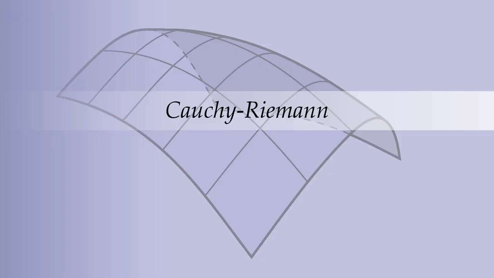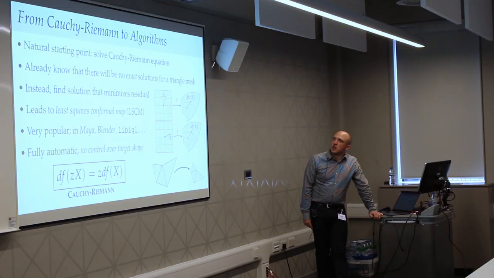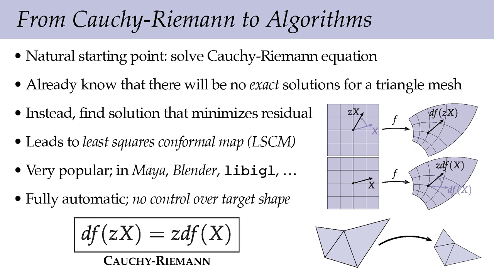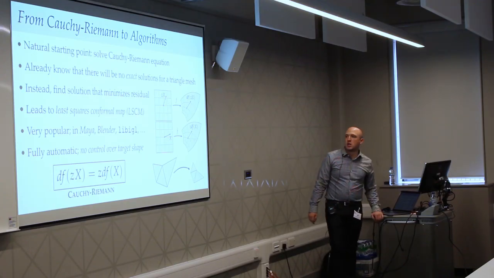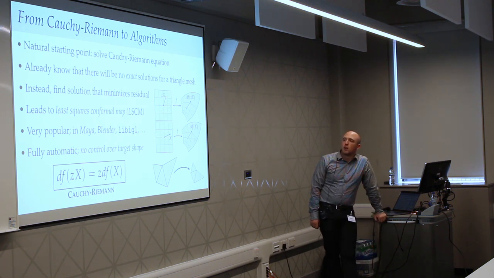Okay, so let's go back to this Cauchy-Riemann equation. This is the basic way of talking about holomorphic functions. Okay, if you remember, df(zx) = z df(x). And we already know ahead of time, okay, there's no chance of getting exact solutions for triangle meshes. So how do we get a solution anyway? Well, what we do is we say among all maps, we look for the one that comes as close as possible to satisfying this equation. It won't be satisfied exactly, but we're going to minimize the difference between the left and the right-hand side. In other words, minimize the residual. And ultimately, this leads to an algorithm called least squares conformal maps, which is very popular. If you open up Blender, for instance, this is the algorithm you're going to get.